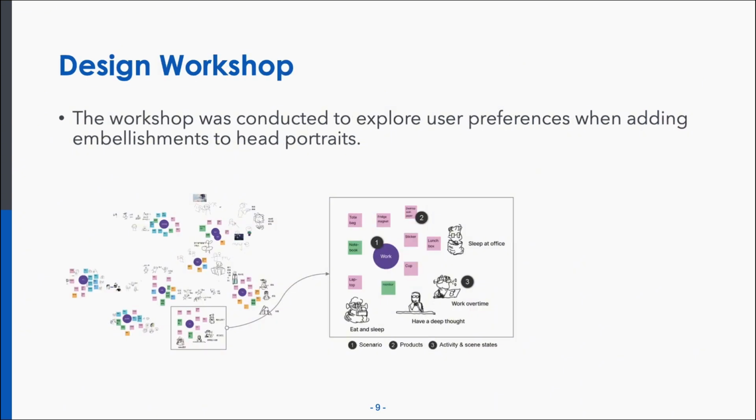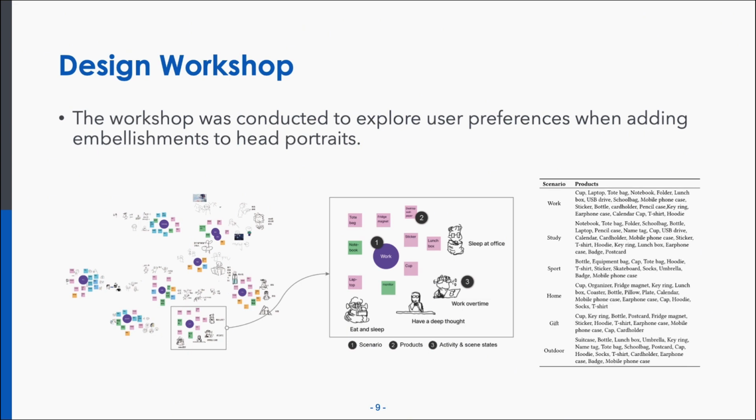In the design workshop, participants collaborated on Figma to list physical products that they would like their head portrait printed on, categorize the above products based on their usage scenarios, and draw potential scenes which can be used to embellish the portrait. From the result, we identified 6 distinctive scenarios with 30 scenes, including work, study, sport, home, gift, and outdoor, with a set of common products.